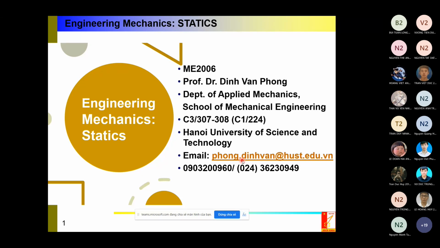Normally, I'm sitting in room C1 2 to 4. If you have any problem, for example with your study, you can ask me if I have the answer, or I can ask other people to help you. So don't be afraid. Send me questions not only about mechanics, but also about problems in our university.